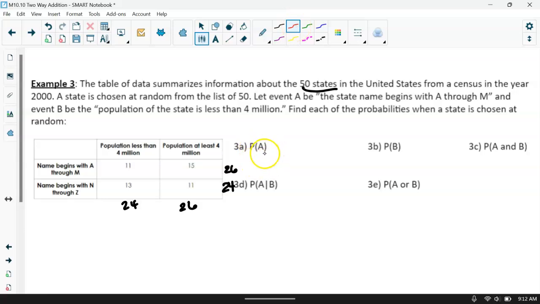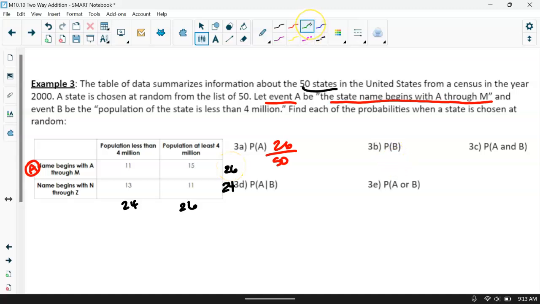Notice our notation. What is A? We're going to let event A be the state name begins with A through M. What is the probability of A? The probability of A is 26 out of 50, or 52%, so 0.52. I just want to know the probability of getting a state that begins with A through M. There are 26 states that have a name beginning with A through M.